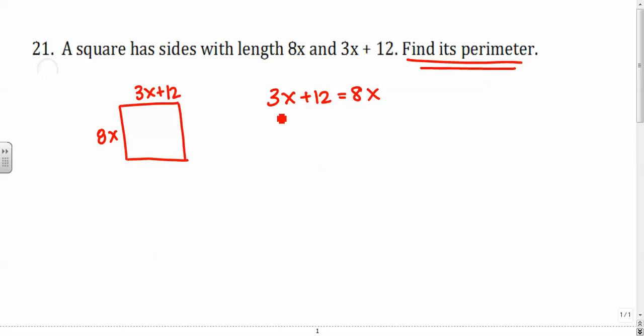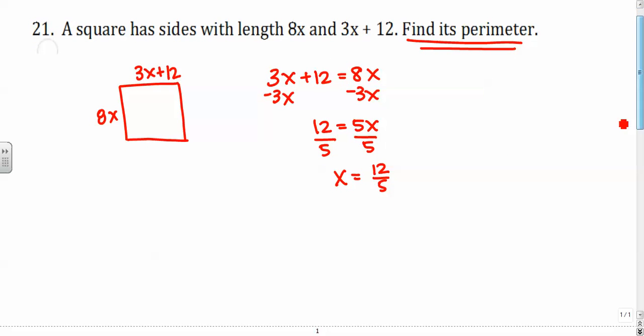So now we solve our equation. We move the 3x's over by subtracting them. So 12 equals 5x, and then divide by 5, so I get x equals 12 fifths. I'm going to leave that as a fraction because I like fractions, and you guys don't. Okay, so if x equals 12 fifths, I'm not done.